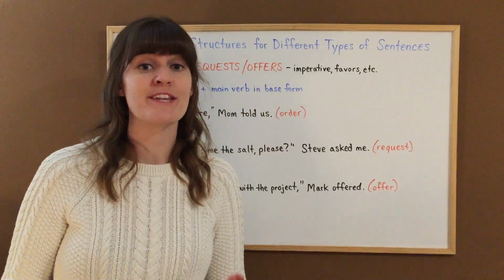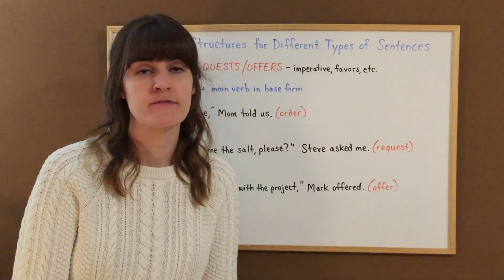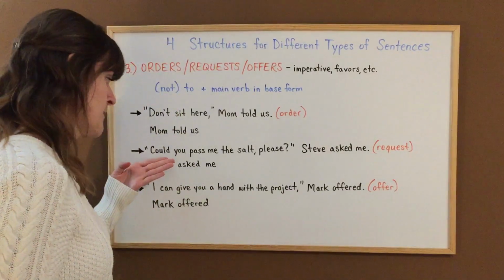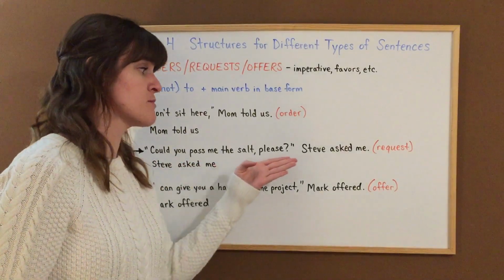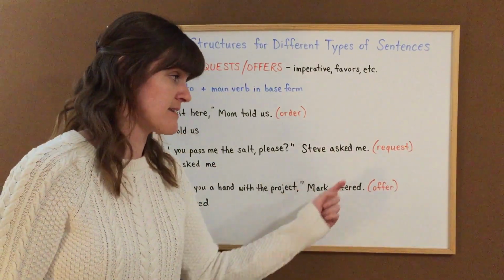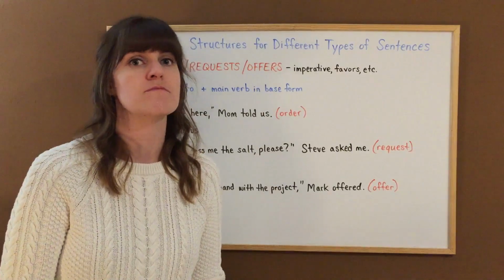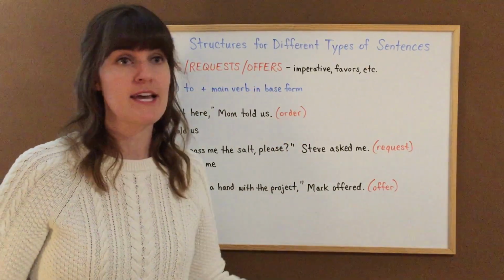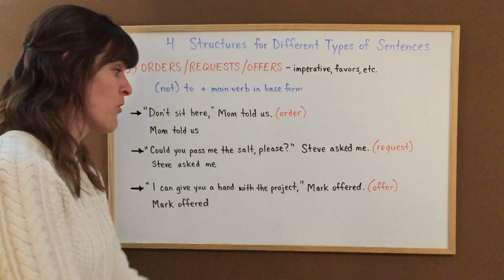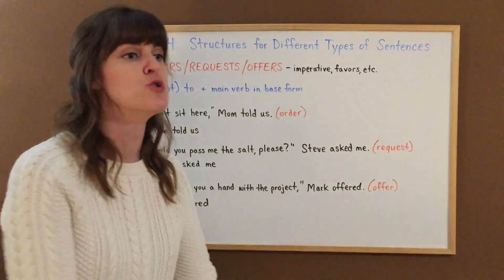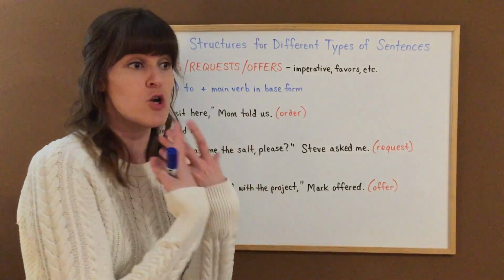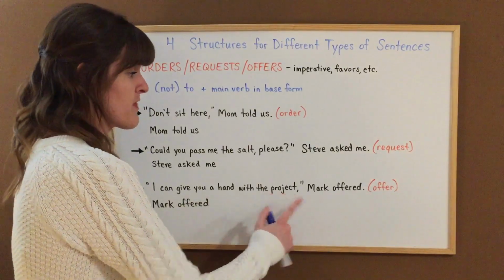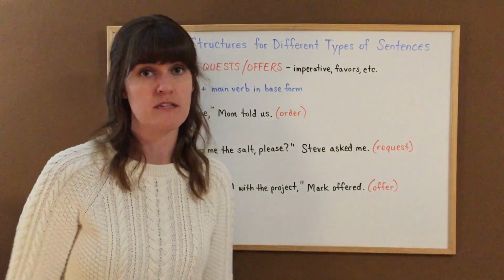Requests are when you ask for something. In Spanish, we say a petición, when you ask for something. This is an example: Could you pass me the salt, please? Steve asked. Steve is asking for the salt. That's a request. And an offer is simply an offer. When you, for example, offer help, you offer to do something. You are going to do something for someone. Here's an example: I can give you a hand with the project, Mark offered. That's an offer.